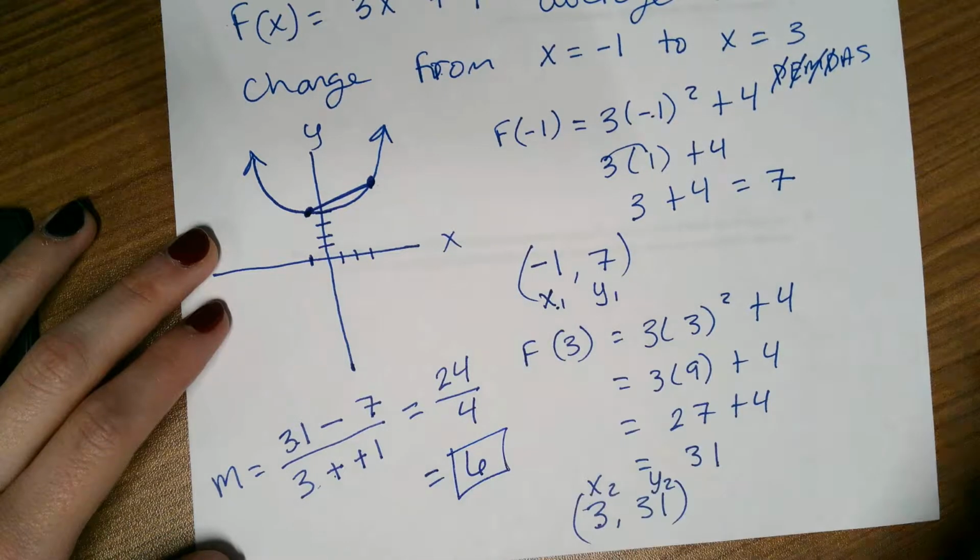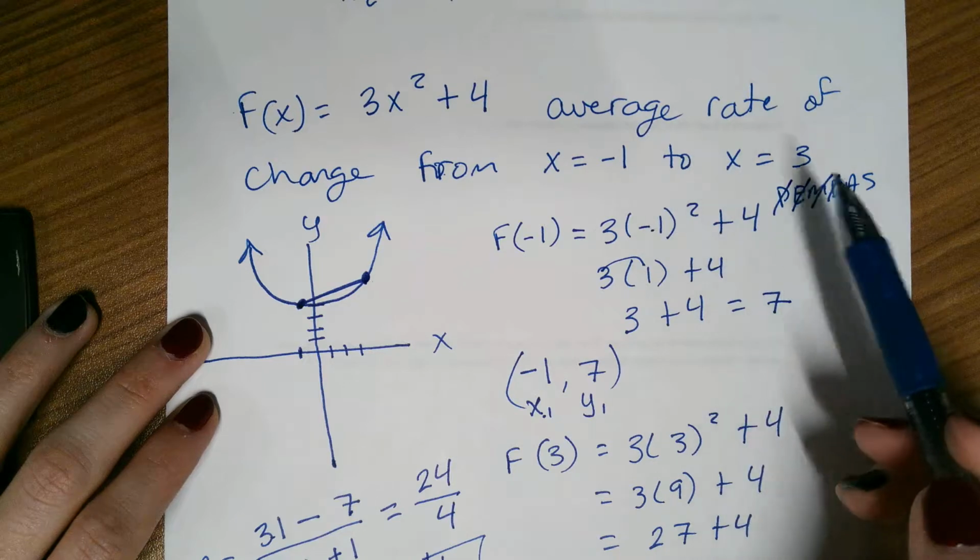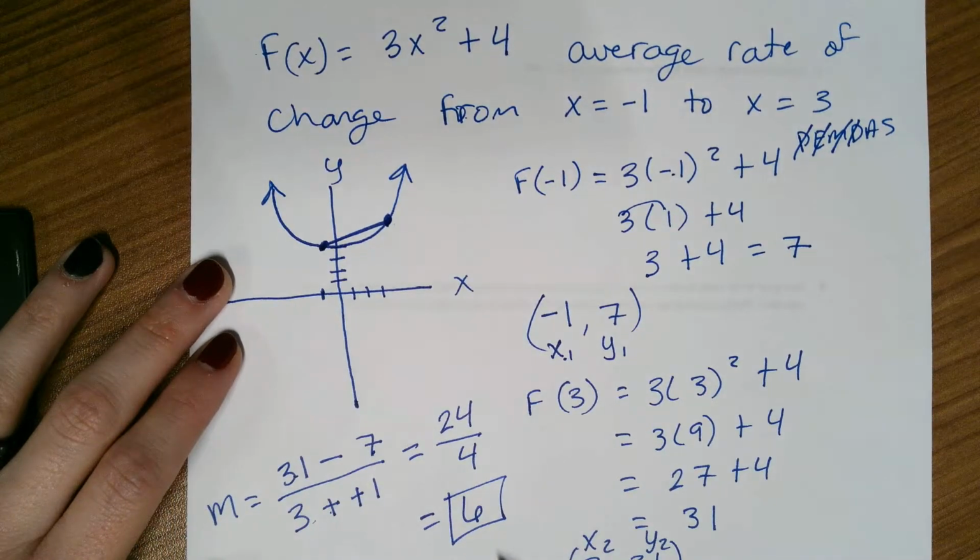So the average rate of change of my function, 3x squared plus 4, from -1 to 3 ends up being 6, right? The slope of that line is 6. So there's our average rate of change.